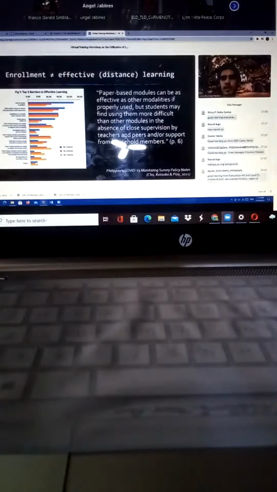Okay? And it's also noteworthy that in that research and in the report, they highlighted something that you can all relate with. Okay? So let me just read. They said that paper-based modules can be as effective as other modalities if properly used. But students may find using them more difficult than other modalities in the absence of close supervision by teachers and peers and or support from household members. Okay? I don't know about you, but I definitely agree with this statement because by itself, pag nakita lang natin na yung module nakapatong sa table, let's say, kung nandyan lang siya at hindi ginagamit ng bata, paano mo malalaman kung effective yung material?